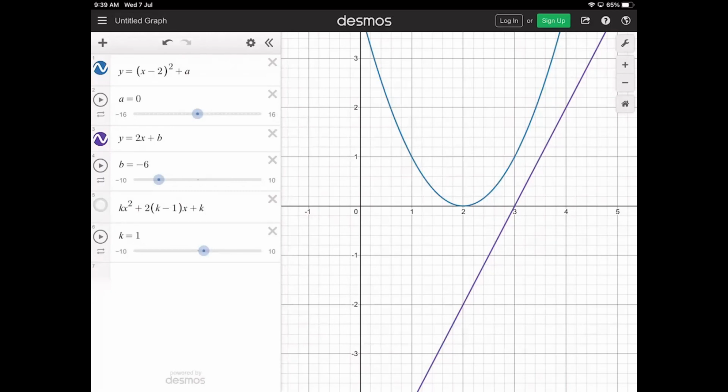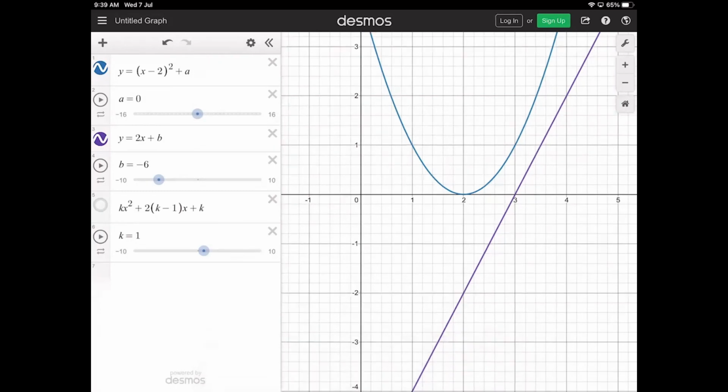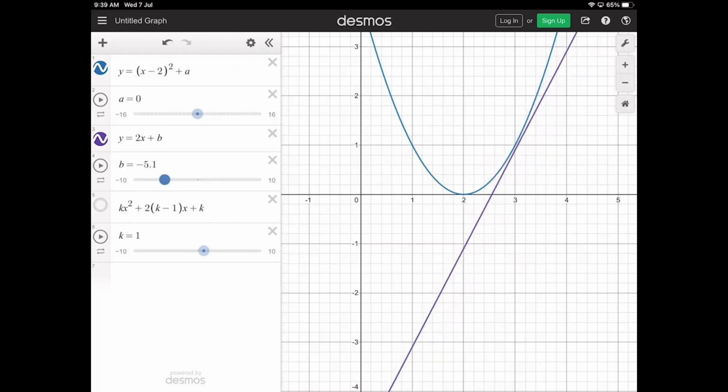And again, because we have made these two equations equal to each other, we are just solving exactly like we did for the real roots. The roots in this case are just the points of intersection. And again, if I change the value for b back to 5, you can see that I get one solution.